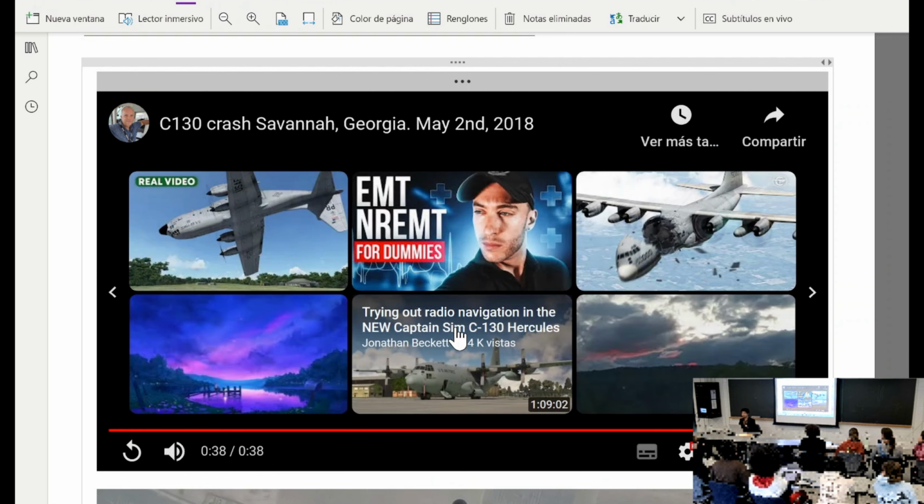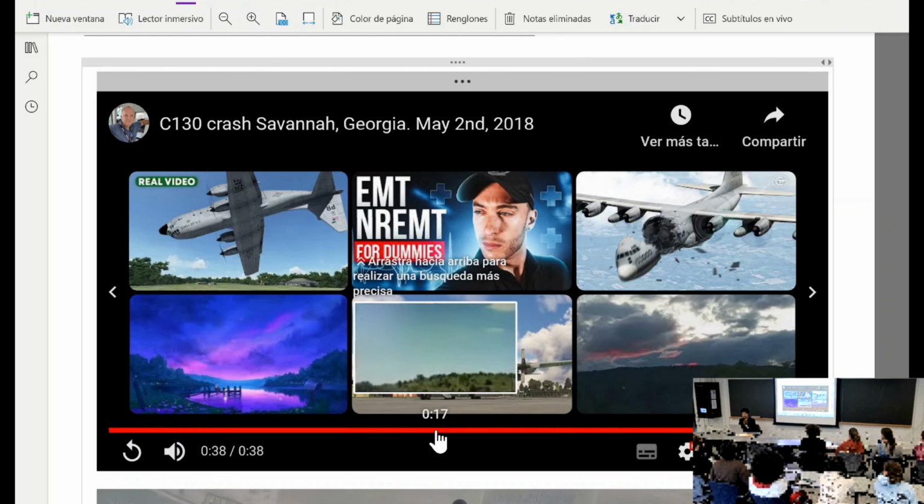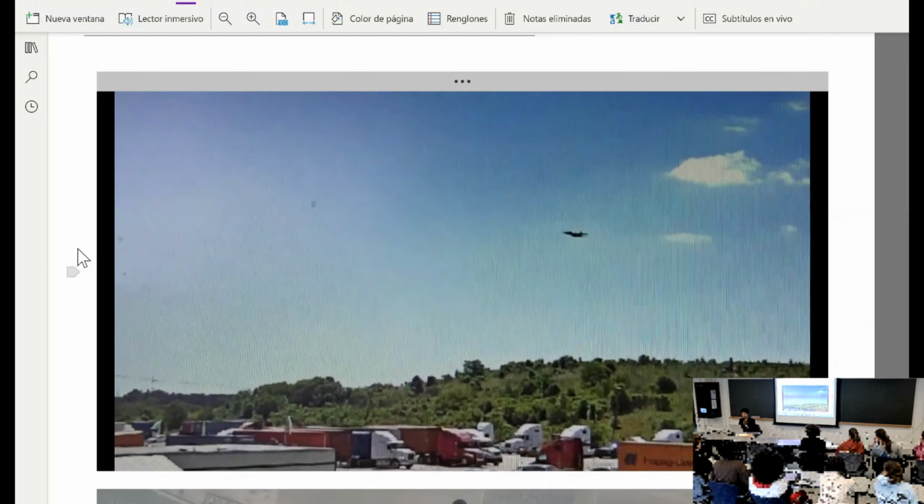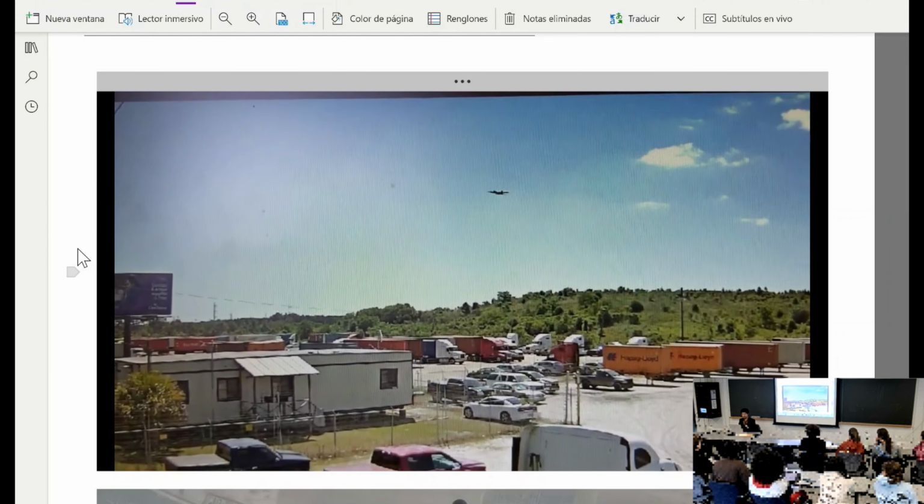Can somebody describe what you see happened? Let's look again from here. Okay, the airplane is turning towards us.